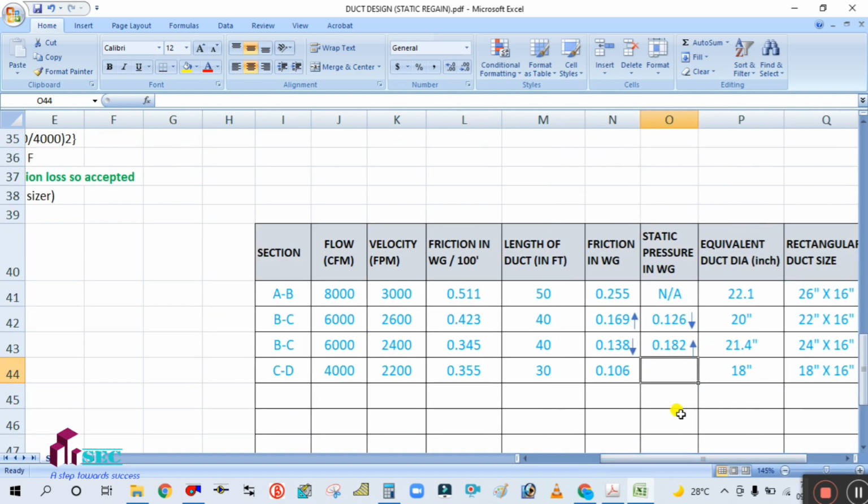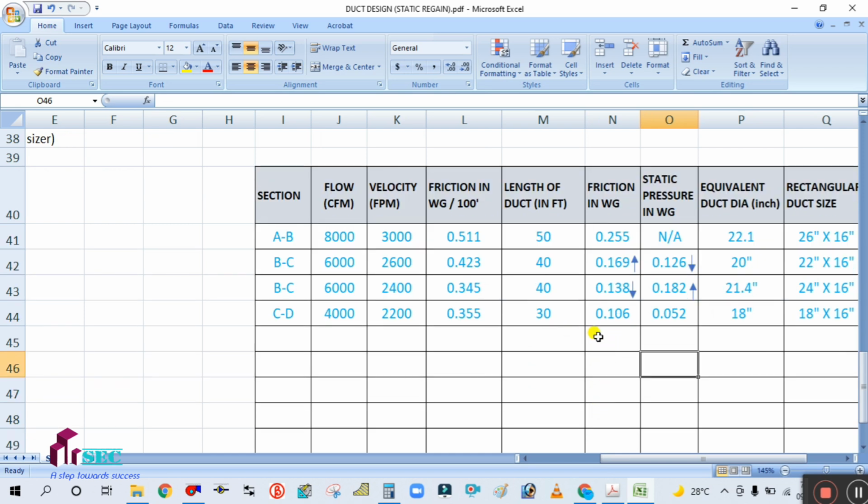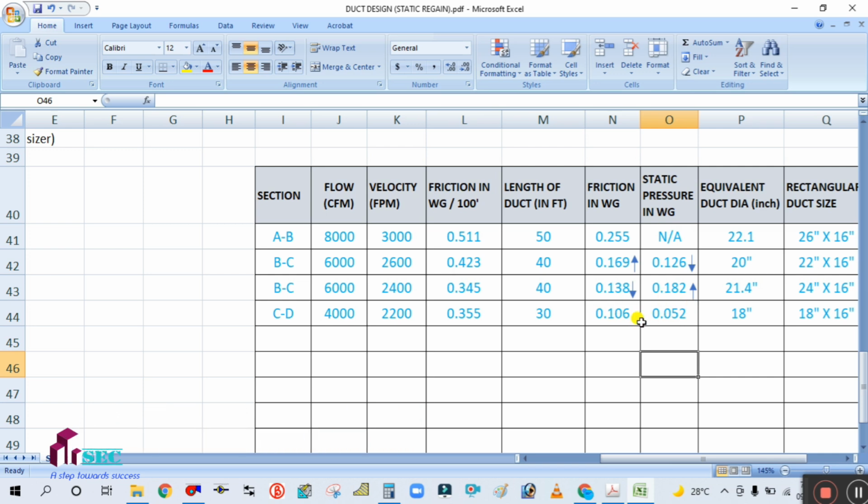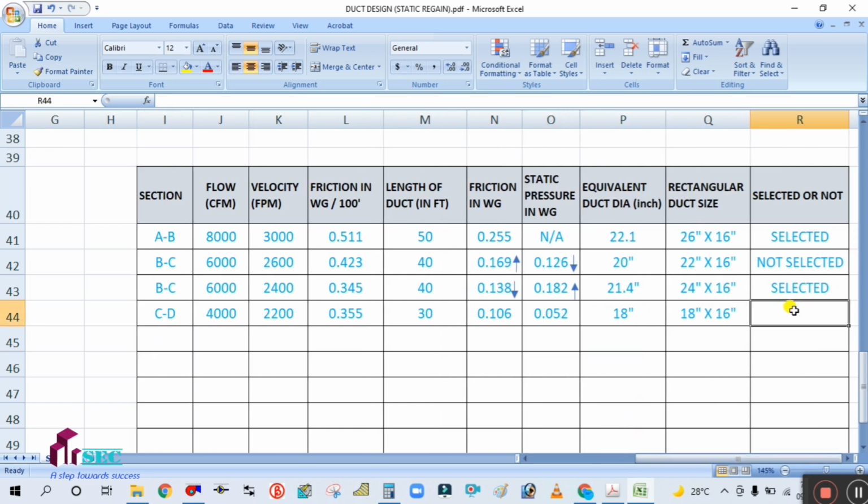So simply enter here 0.052 inches of water gauge. Okay, so here is your 0.16, and static pressure is how much? 0.05. That means this is the higher and this is the lower. That means you need to assume another velocity; this duct size is not accepted. So again check this C to D, same section. This is a trial and error method. You need to check this. It's a time consuming method also.